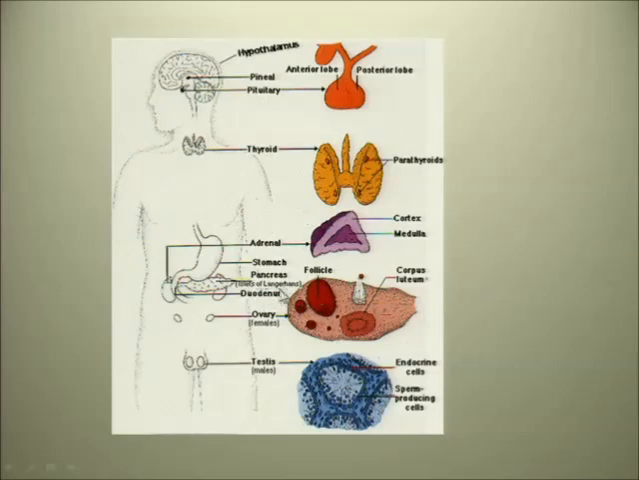And then we have the pancreas with the insulin and the glucagon, and the ovaries with the FSH and the luteinizing hormone. And then the testes is also an endocrine gland that releases testosterone. So that is a summary of the endocrine system.